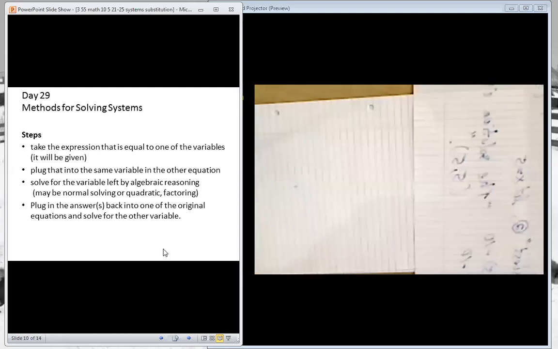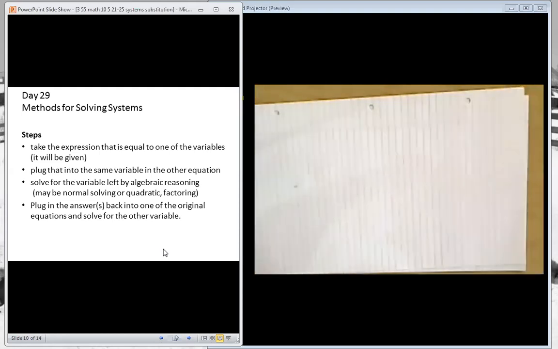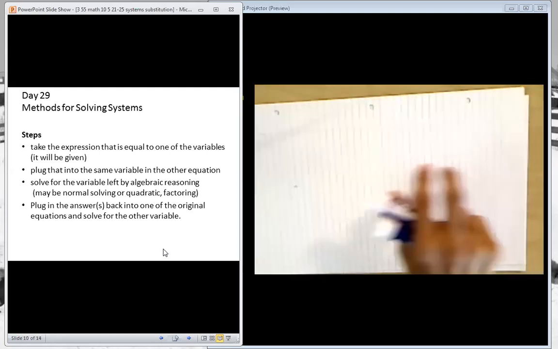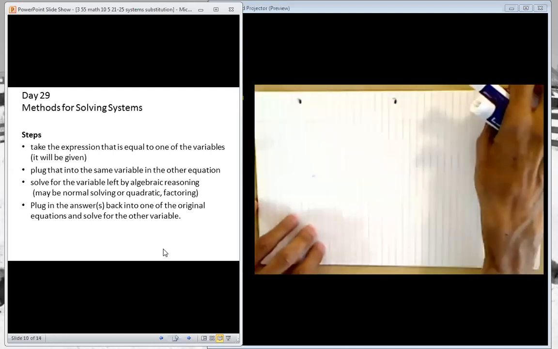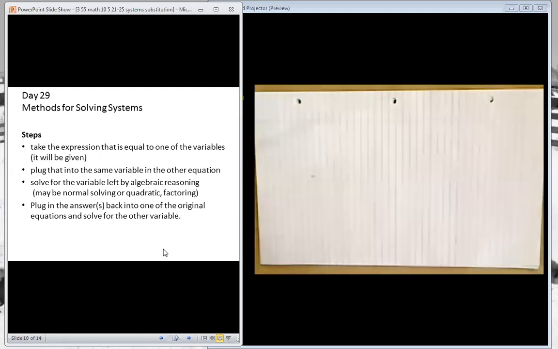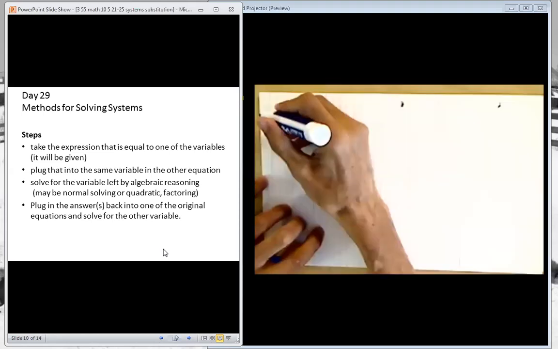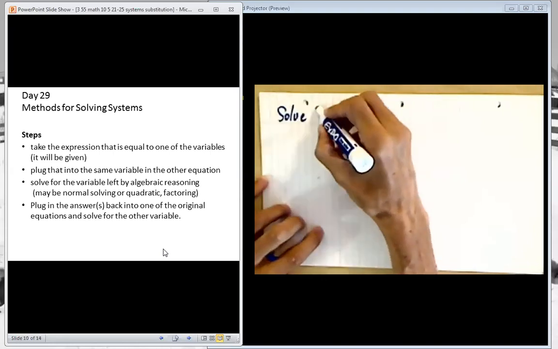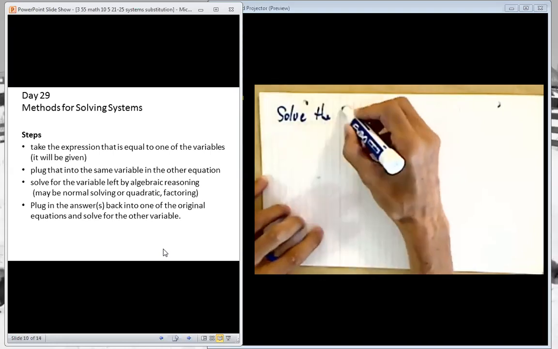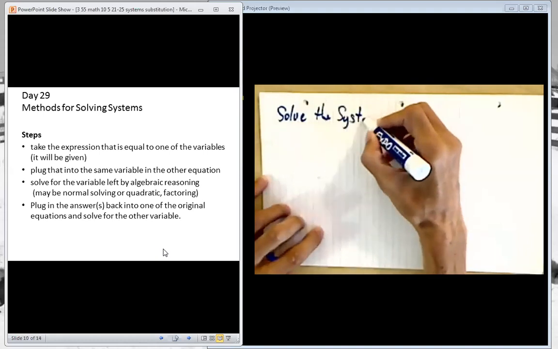Should we try one more? Okay, solve this system with substitution.